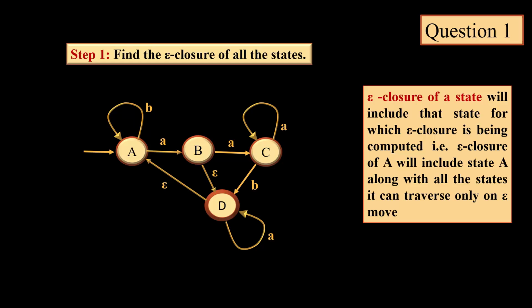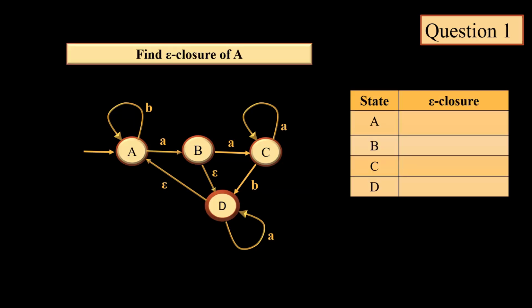First step is to find the epsilon closure of all the states. What is epsilon closure? Epsilon closure of a state includes that particular state, along with all the transitions which it has on epsilon move only. That means without consuming any input A or B, there is a transition from one state to another state. Now if we talk about epsilon closure of A, we can clearly see that there is no epsilon move on A, so it will only include the state itself, that is A.